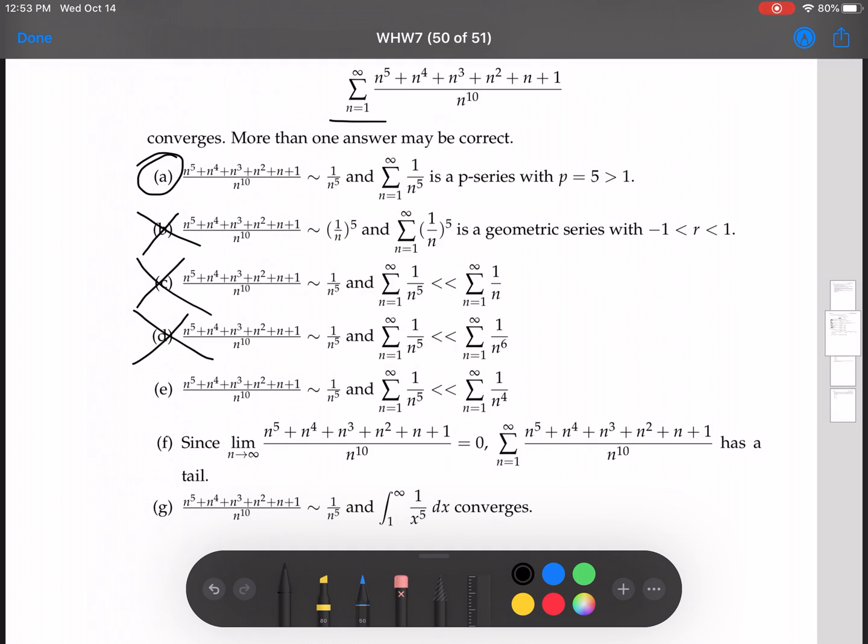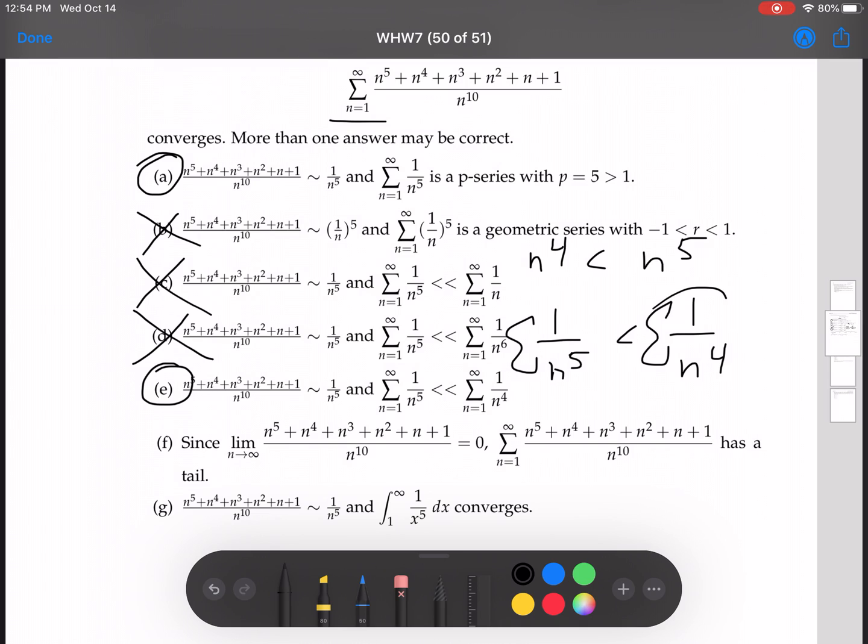All right, this one does work. Okay, and this is because we can look at it like n to the fourth is less than n to the fifth. So 1 over n to the fifth is less than 1 over n to the fourth. You can do this thing. This thing converges, right, because it's a p-series with p equal 4, which is bigger than 1. And so we're smaller than convergent, which tells us convergent. So that's a valid reason for why it converges.